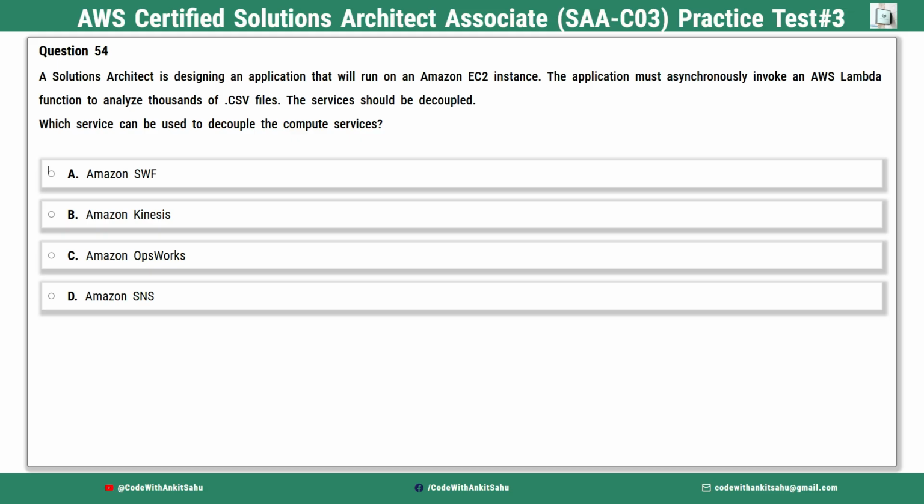Question 54. A solutions architect is designing an application that will run on an Amazon EC2 instance. The application must asynchronously invoke an AWS Lambda function to analyze thousands of .csv files. The services should be decoupled. Which service can be used to decouple the compute services? Option A. Amazon SWF. Option B. Amazon Kinesis. Option C. Amazon OpsWorks. Option D. Amazon SNS.